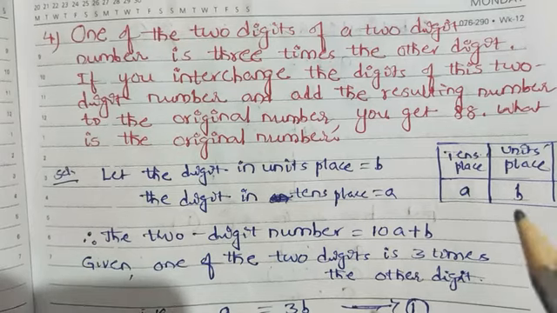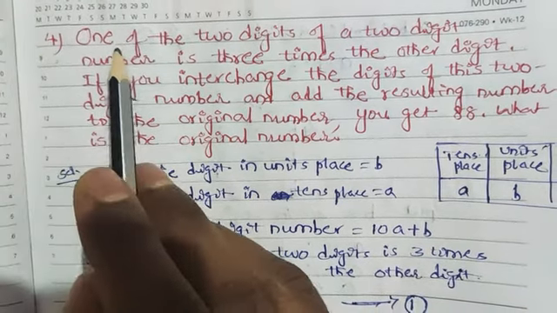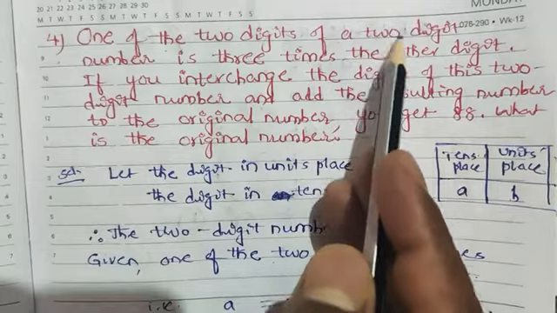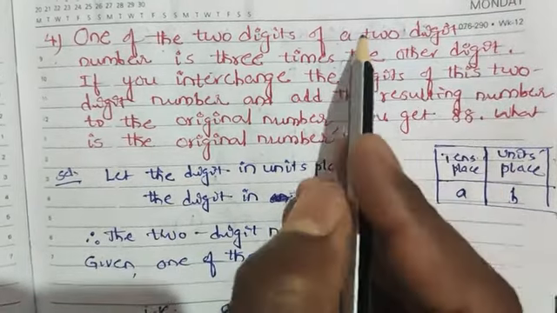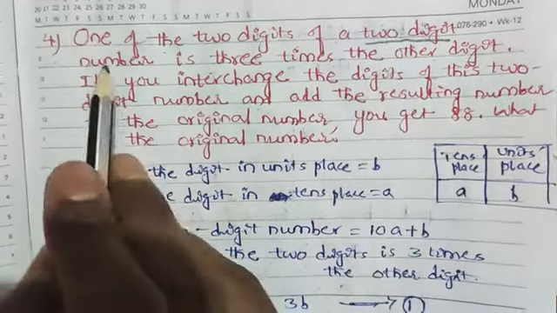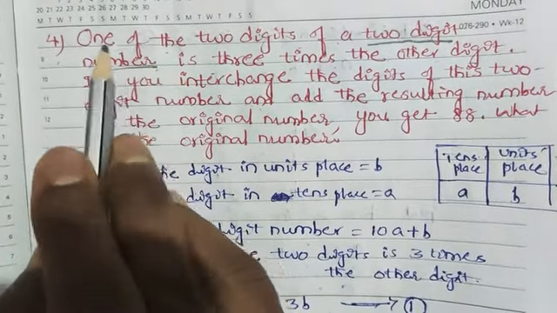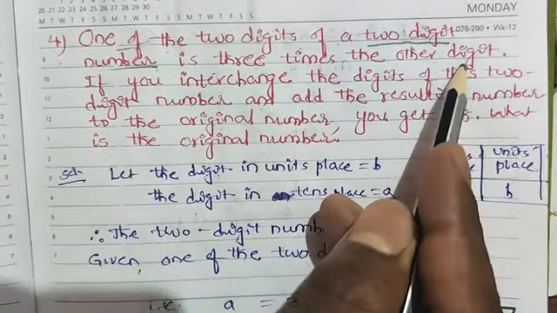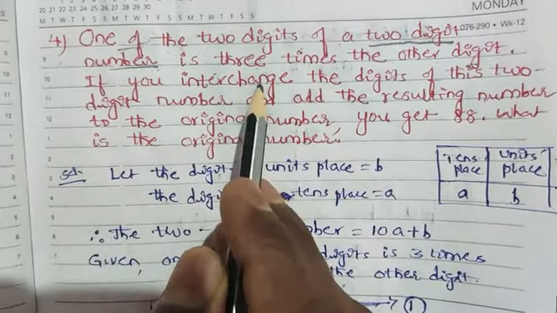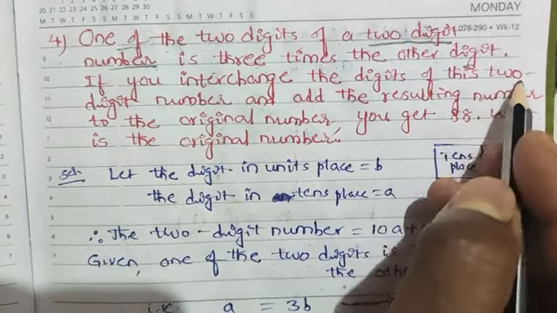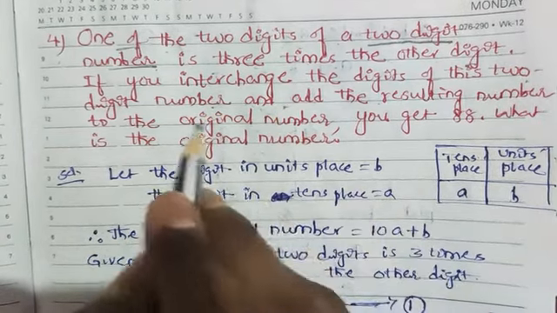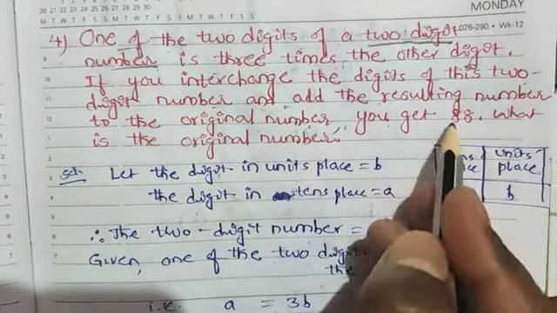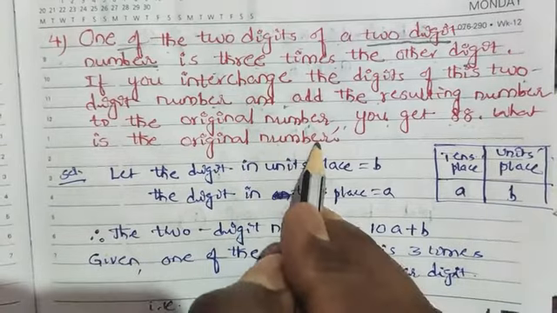Let us discuss question number 4. One of the two digits of a two-digit number is 3 times the other digit. So the number is a two-digit number. In that, one digit is 3 times the other digit. If you interchange the digits of this two-digit number and add the resulting number to the original number, you get 88. What is the original number?